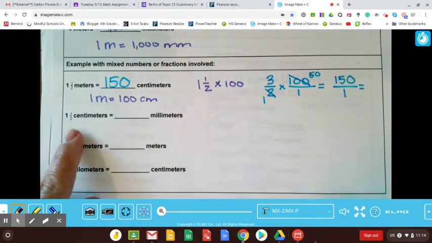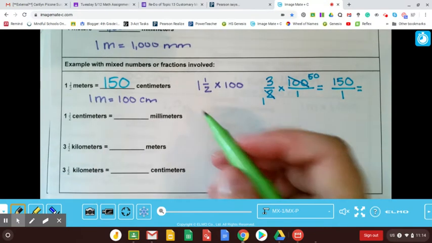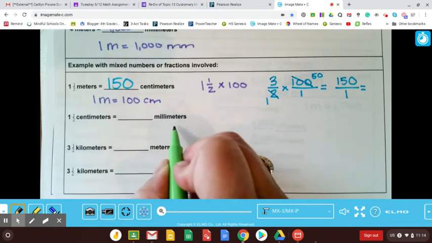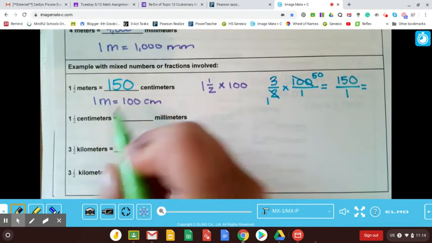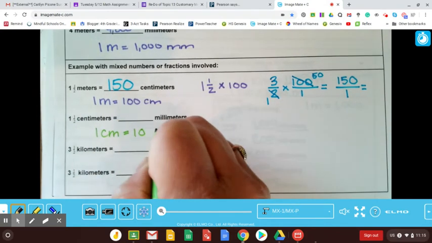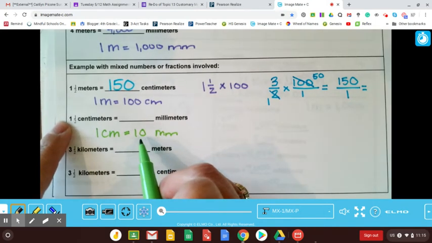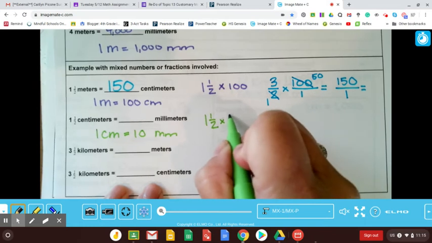All right, let's try another one. We have 1.5 centimeters equals how many millimeters? All right, well, we're going from centimeters to millimeters, right? Big to small, multiply. I know in 1 centimeter, it equals 10 millimeters. So I just need to multiply these two values. 1.5 times 10.